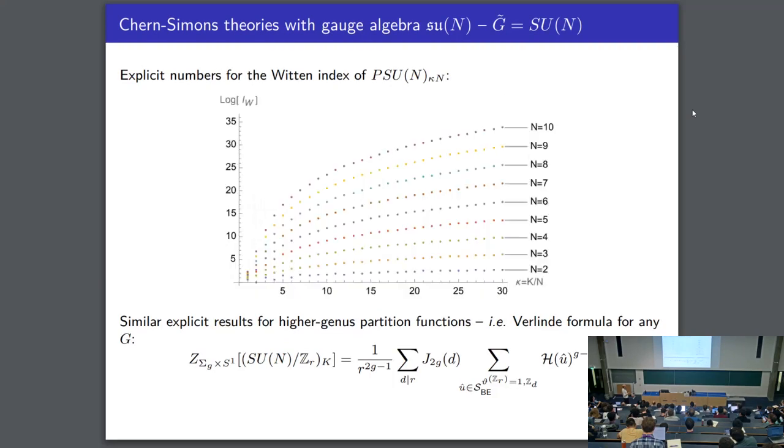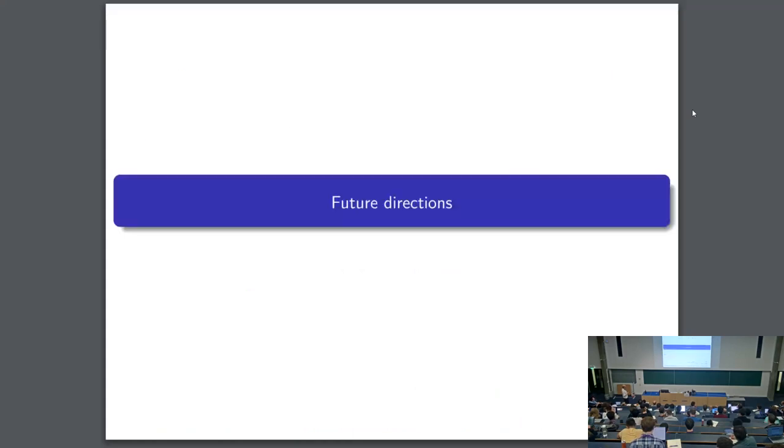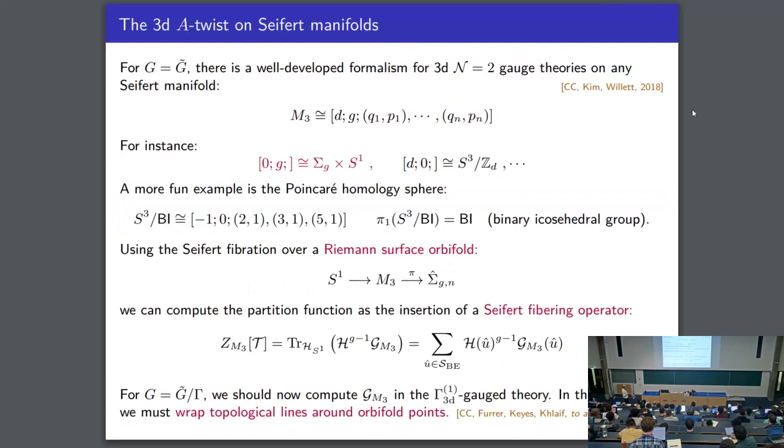I'll show you my plot here. Those are numbers. Those are Witten indices. This is the plot. That's the log of the index. Oh, okay. So I'm out of time, but anyway, you can check SU(2) versus SU(3) and so on more explicitly. There will be future directions that I will skip.